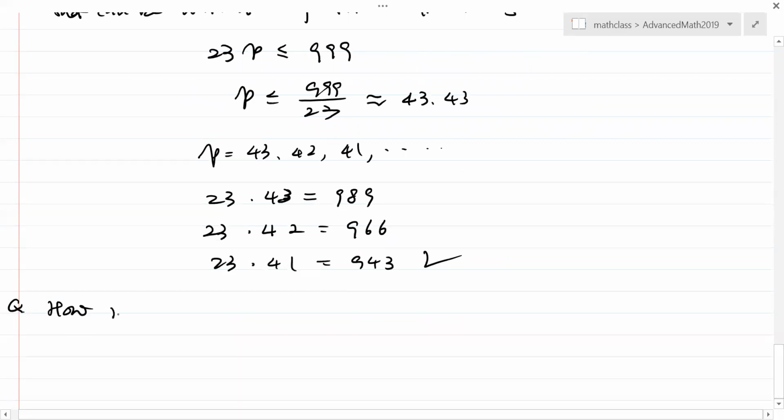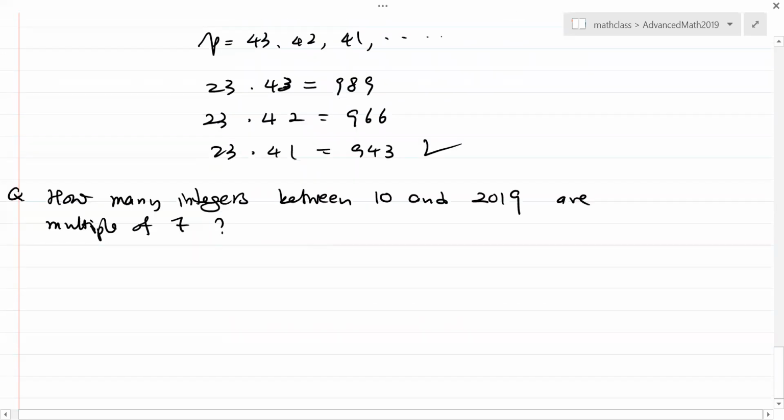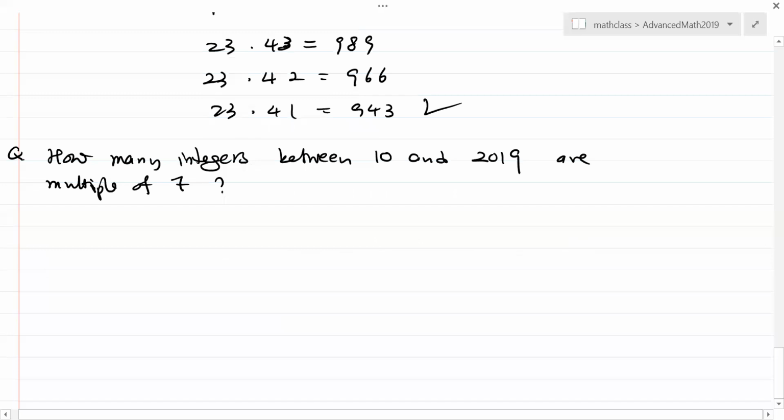This time we are going to count how many integers between 10 and 2019 are multiple of 7. Wow, there's a lot. So it's a multiple of 7. You have to use that condition first, right? Yes, you have to use that condition first.